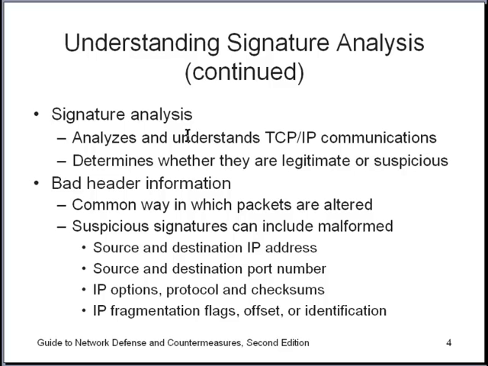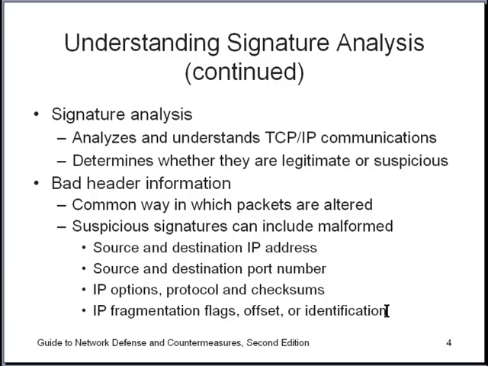Bad header information is a common way in which packets are altered. So something in the packet, whether it's a port address, whether it's a source address, and so on, can be altered to try to get around the intrusion detection system. And so suspicious signatures can include malformed source and destination IP addresses, source and destination port numbers, IP options, protocols, and checksums, and IP fragmentation flags, offset, or identification numbers.